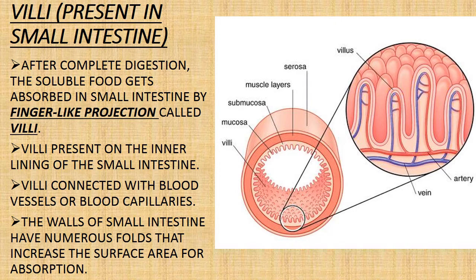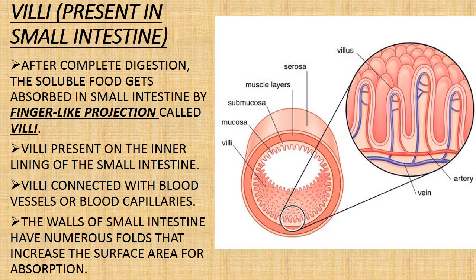As soon as the nutrients are completely digested in your small intestine, the capillaries connected with the villi circulate those nutrients all over the body, because villi are connected with blood vessels or blood capillaries. So this is the main function of villi. And the walls of the small intestine have numerous folds that increase the surface area for absorption. So this is about villi.